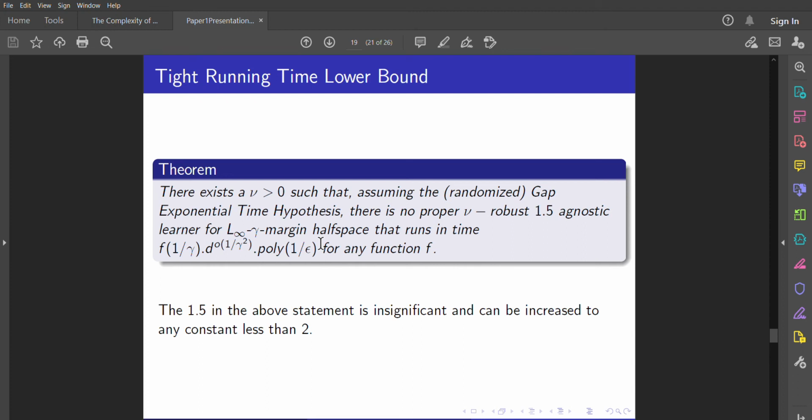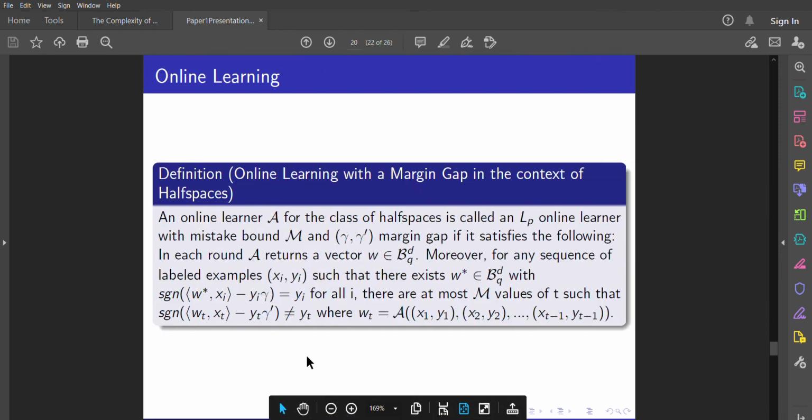The 1.5 in the above statement is insignificant and can be increased to any constant less than 2. If you observe, 1.5 is nothing but the approximation factor alpha, and as we know alpha is nothing but 1 plus delta, and delta lies between 0 and 1, and hence we say that it can be increased to any constant which is less than 2. From here on we shall look at some concepts that are required to prove the robust learning algorithm.